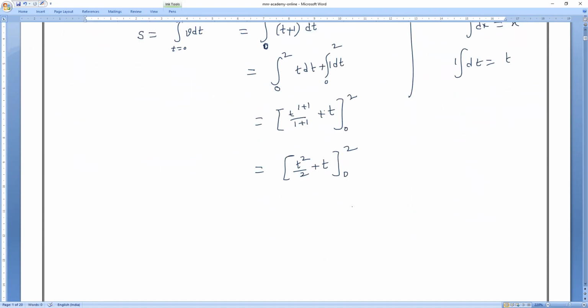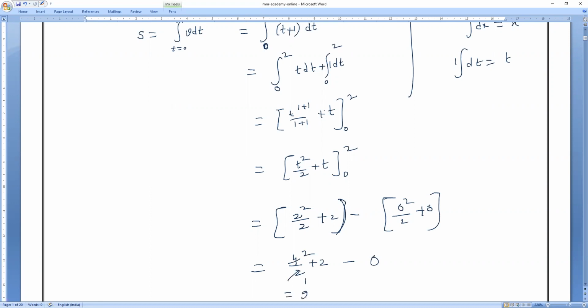Now substitute the values. That's all. So t is 2: 2 square divided by 2 plus 2. Next, minus 0 square divided by 2 plus 0. So which is equal to 4 divided by 2 plus 2 minus everything, it will become 0. So 2 twos are 4, 2 plus 2. So what is the displacement? 4. That is the answer. Clear? Understood?